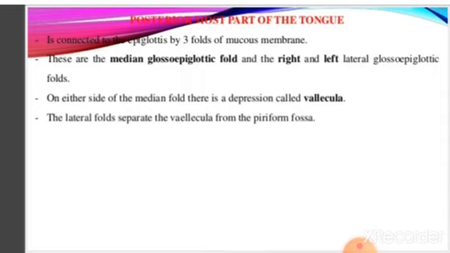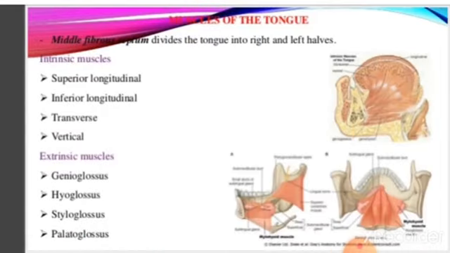Now, what are the muscles of the tongue? Next we will study the intrinsic and the extrinsic muscles of the tongue, which are very important. The median fibrous septum divides the tongue into right and left halves. There are intrinsic muscles and extrinsic muscles: 4 intrinsic muscles and 4 extrinsic muscles are present in the tongue.